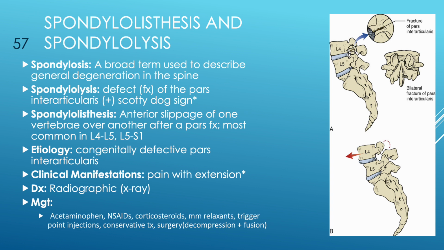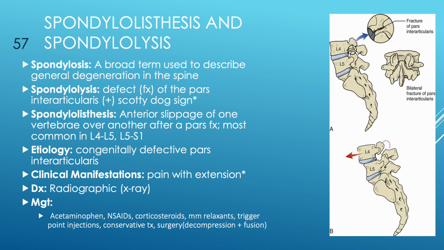Spondylolisthesis is an anterior slippage of one vertebra over another, often occurring as a result of spondylolysis. The most common locations are the L4, L5, and L5-S1 levels. The etiology can be congenital, or present at birth, or acquired due to spondylolysis. Clinical manifestations include back pain, radiculopathy, and potential neurological deficits if severe.